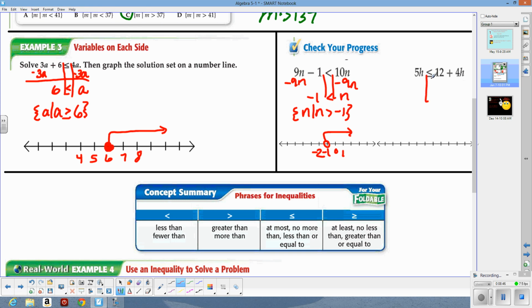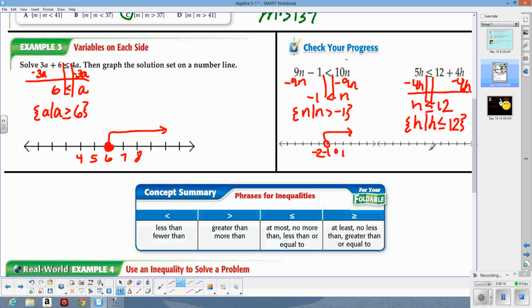In this next example, I would subtract 4h from both sides. 5h minus 4h is 1h. h is less than or equal to 12. Then in set builder notation, we would write h, all real numbers h, such that h is less than or equal to 12.